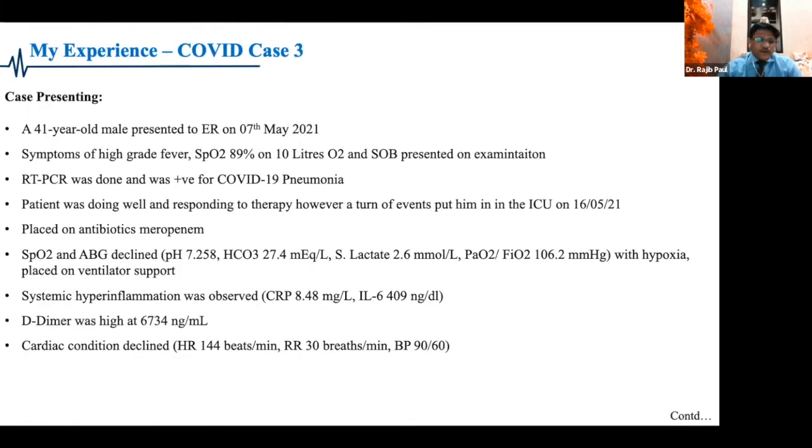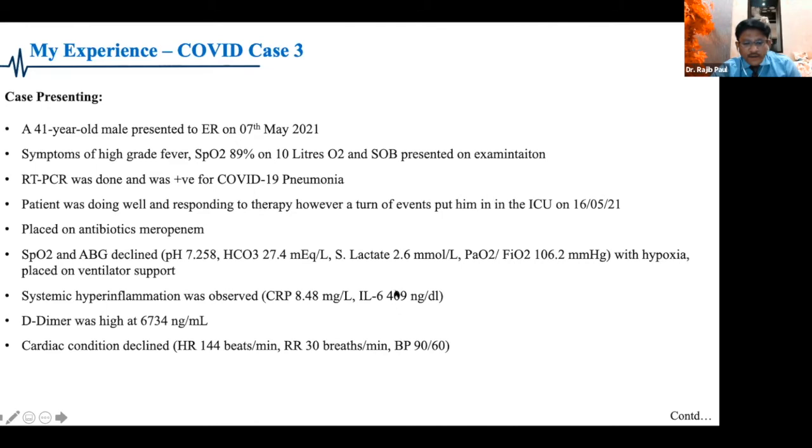The other was a relatively young male presenting to the emergency very recently, on 7th May this year, with fever, saturating at 89% on 10 liters of oxygen, breathless on examination, and positive for RT-PCR. The patient was relatively well; we thought the young guy would be able to manage with oxygen therapy only, with proning and other treatment for COVID-19. He was given steroids, tocilizumab, and antibiotics, including meropenem. However, he continued to worsen after a week and had to be put on a ventilator.